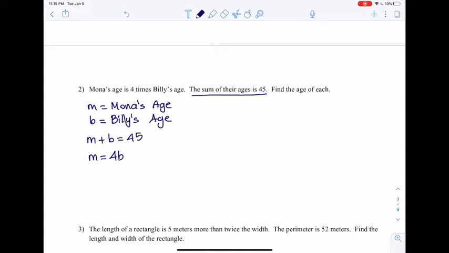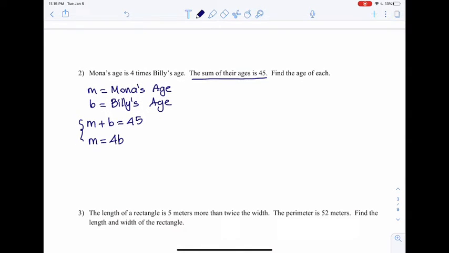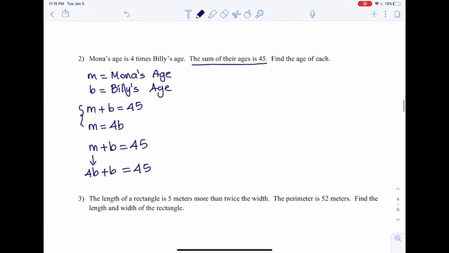I can use the substitution method to solve this system. I'm going to rewrite the first equation, and I'm going to plug in 4b for m. I'm going to substitute 4b for m. Then I'm going to solve this equation for b. So from here, we found out that Billy's age is 9.